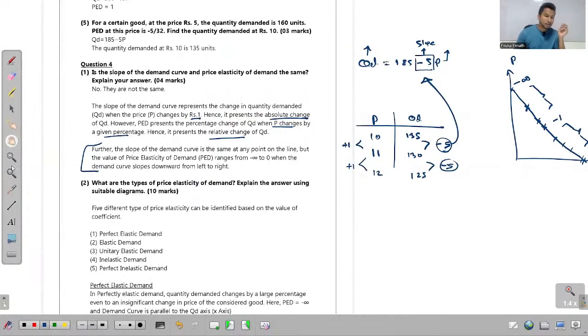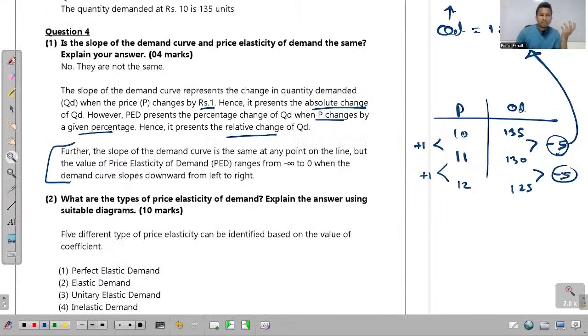Look at this one. You just read this, you will understand it.